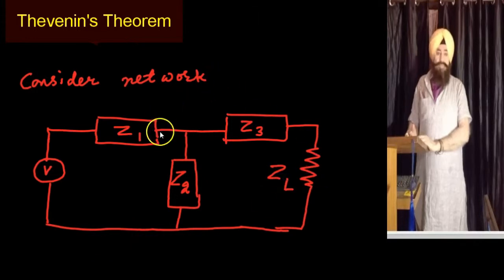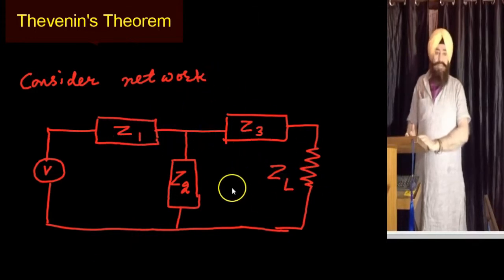One thing to note down: this is not a simple circuit, because how do you say whether Z1 and Z2 are in series or in parallel, or Z2 and Z3? That is very difficult for simplifying this circuit. Therefore we are going to Thevenin's theorem.